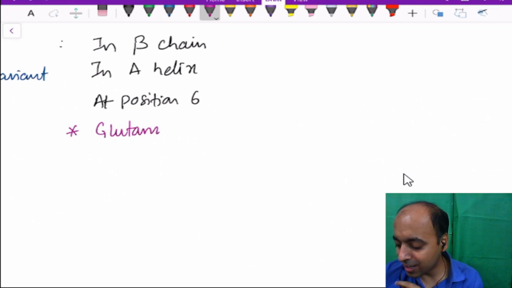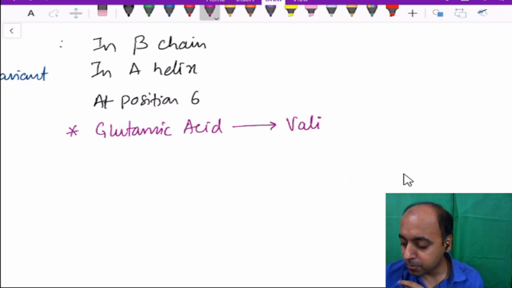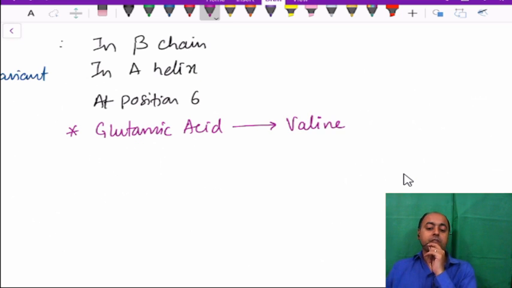The glutamic acid is replaced by valine. So in beta chain, in A helix at position 6, the glutamic acid is replaced by valine. This is the change that we get to see in HbS.